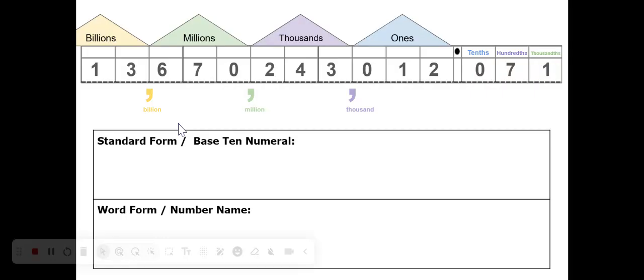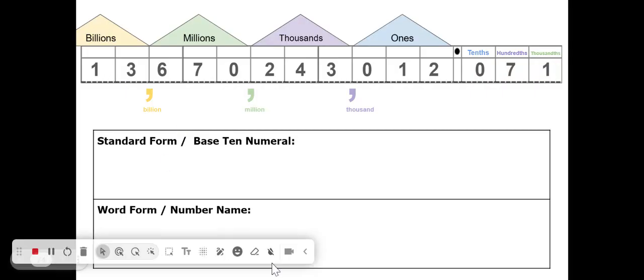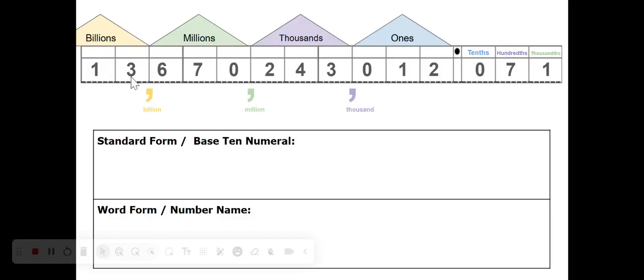Okay, let's read this whole number together now. And we've got from the beginning, going left to right like in a book, 13 billion, 670 million, 243,012, and 71 thousandths.